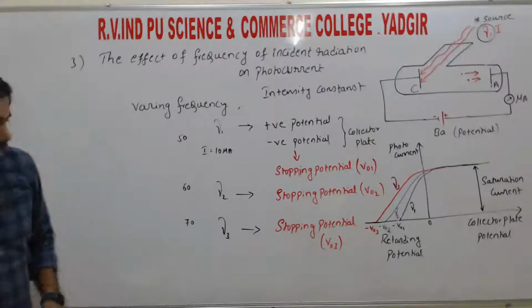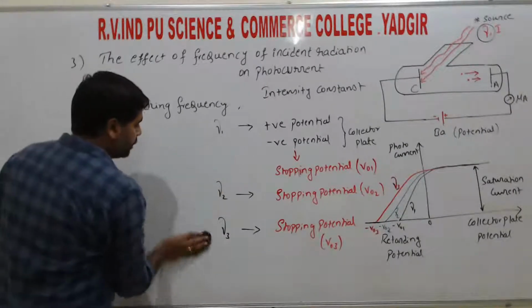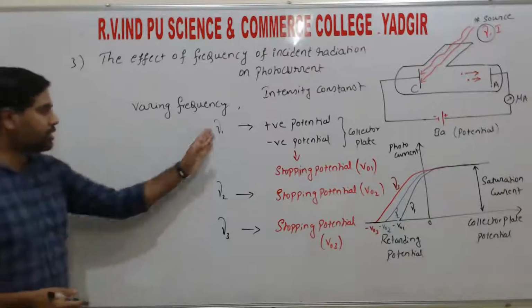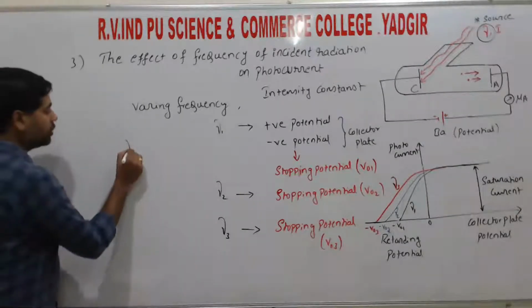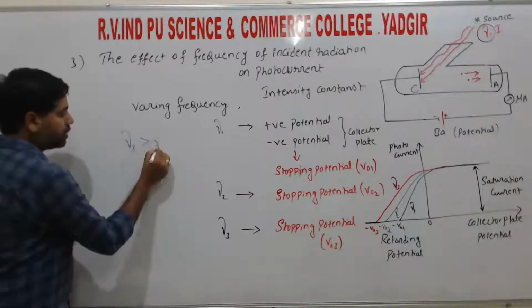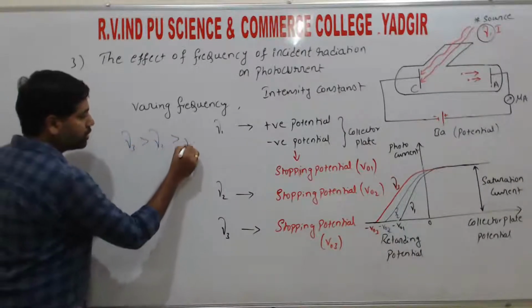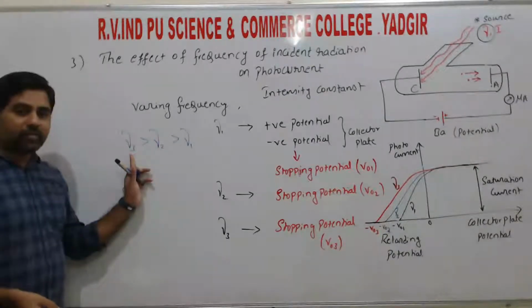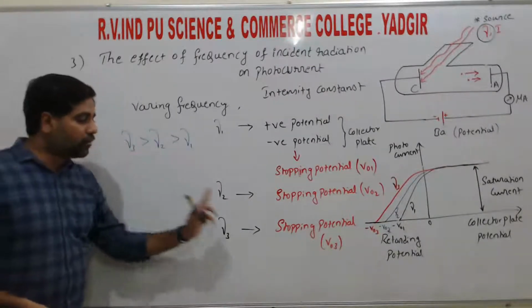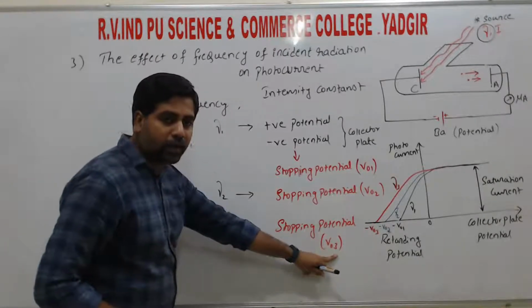So as the frequency increases, which one is greater among these three? Nu3 is greater than nu2, which is greater than nu1. So the frequency nu3 is the greatest, and for that we get the greatest negative stopping potential.